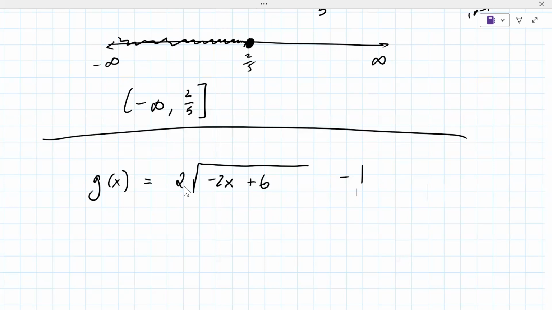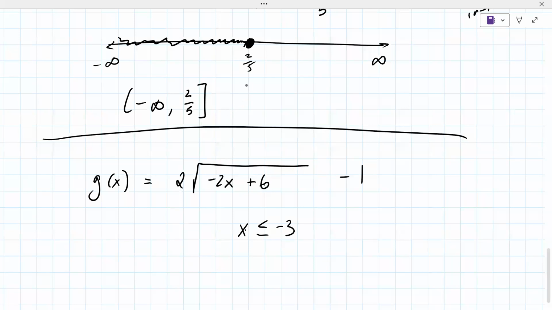Is it x is less than or equal to 3? Okay. But we want it in interval notation. So this is correct, but we want it in the notation up here. So what would that look like?